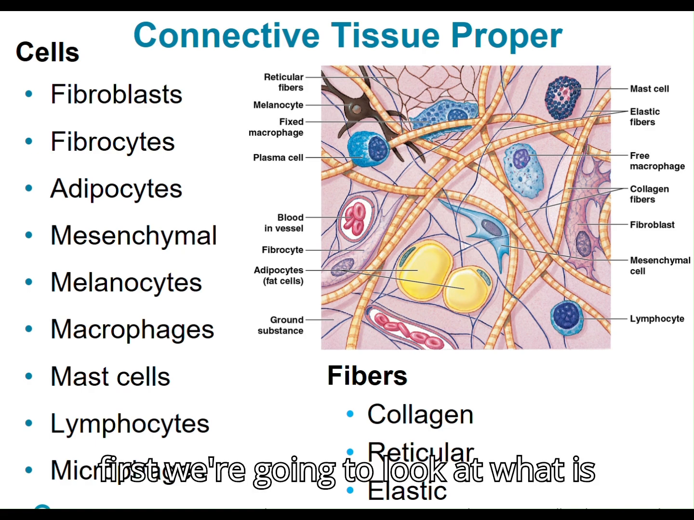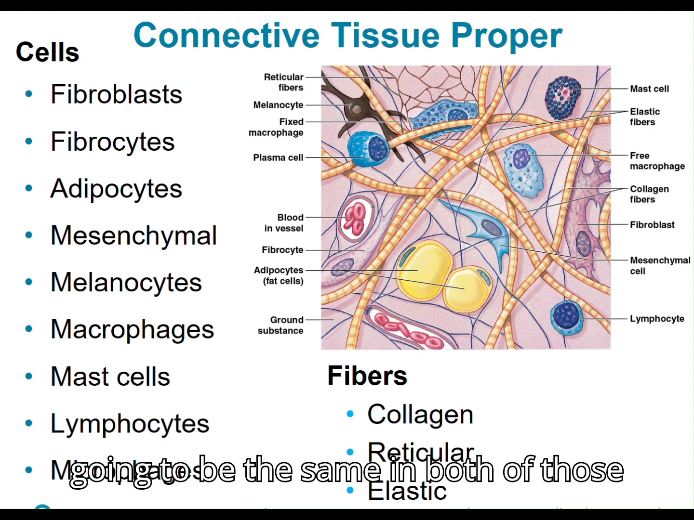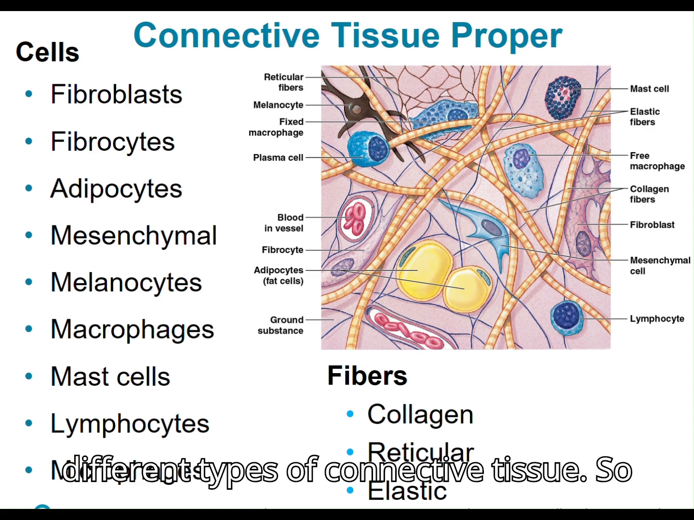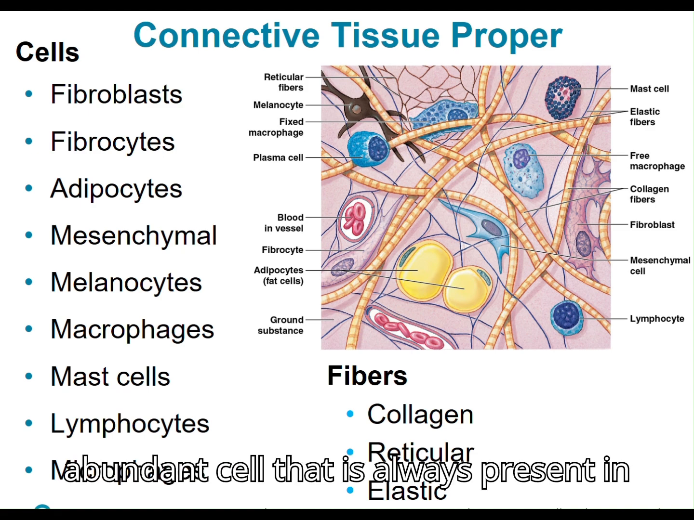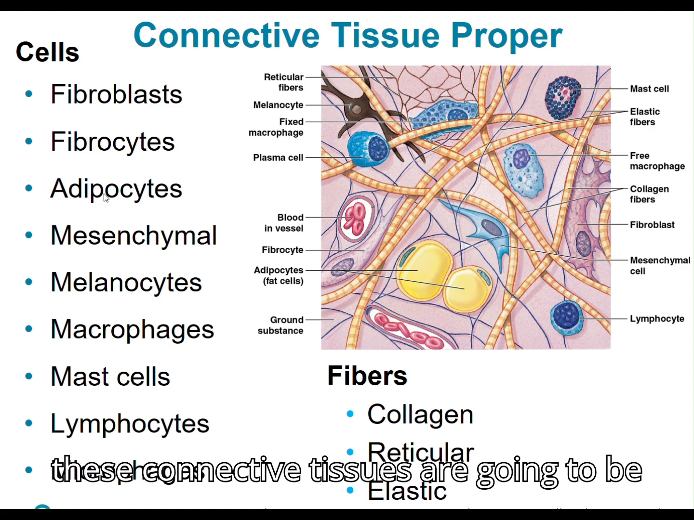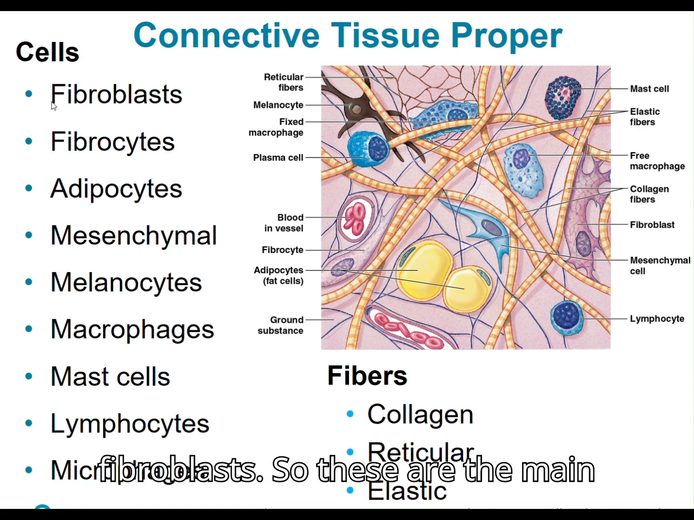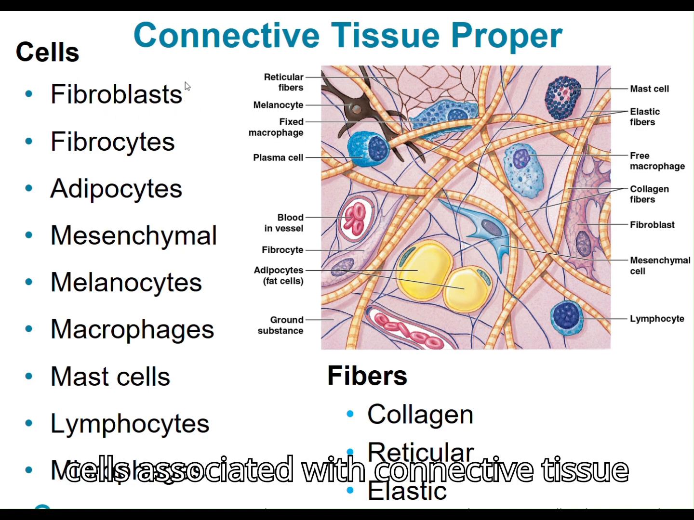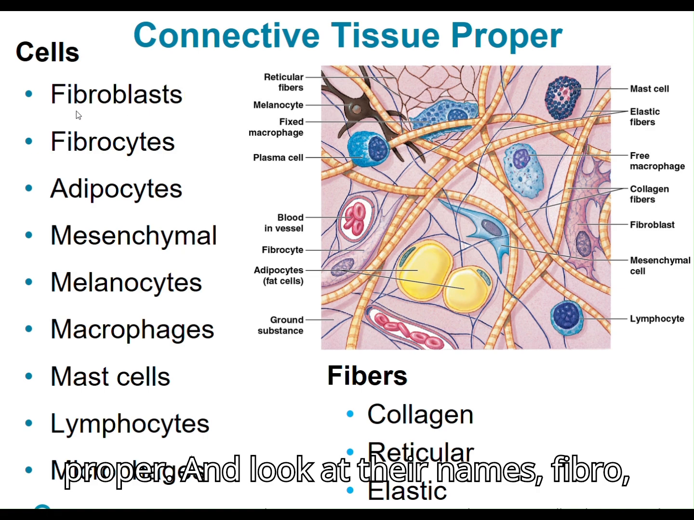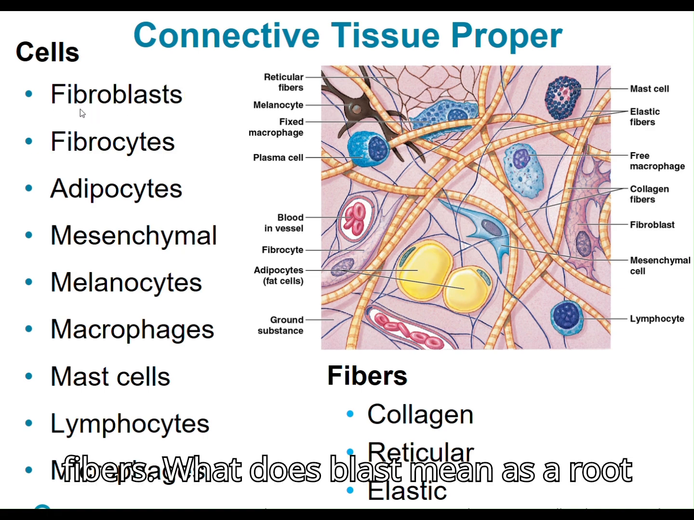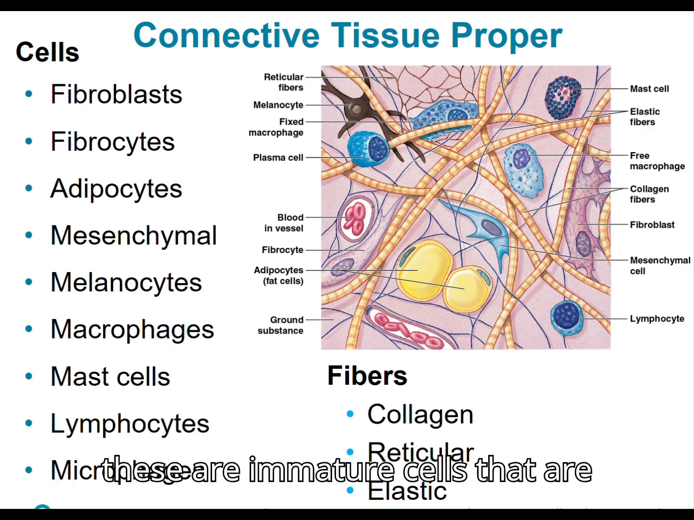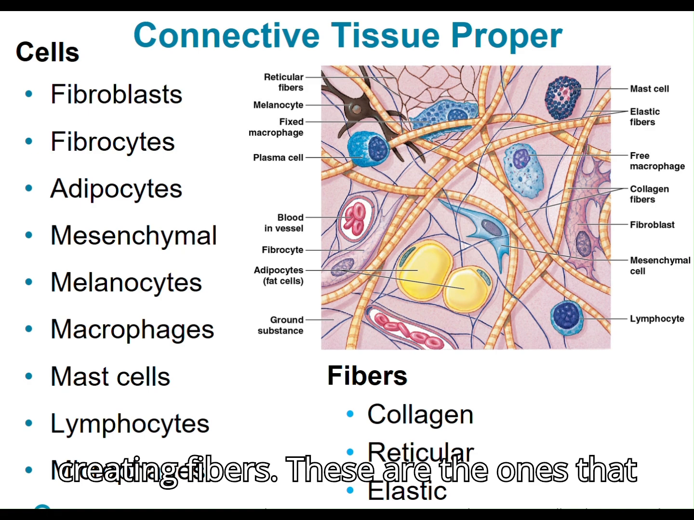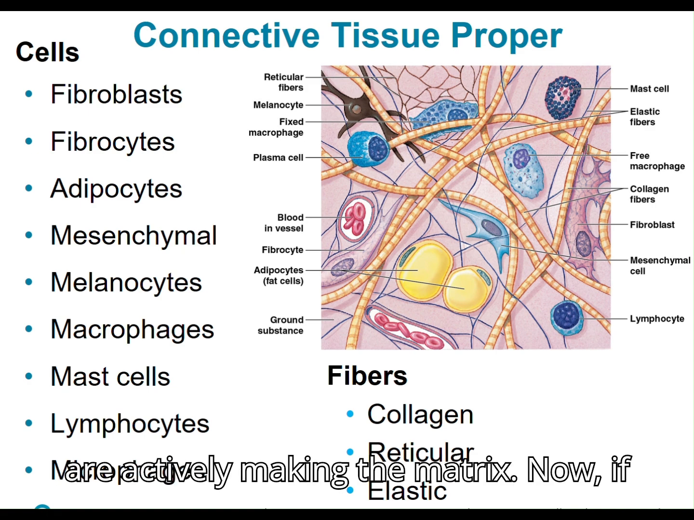Now within connective tissue proper, we're still going to talk about loose connective tissue and dense connective tissue, but first we're going to look at what is going to be the same in both of those different types of connective tissue. So in connective tissue proper, the most abundant cell that is always present in these connective tissues are going to be fibroblasts. So these are the main cells associated with connective tissue proper. And look at their names, fibro, fibers. What does blast mean as a root word? Well, blast means immature cell. So these are immature cells that are creating fibers. These are the ones that are actively making the matrix.